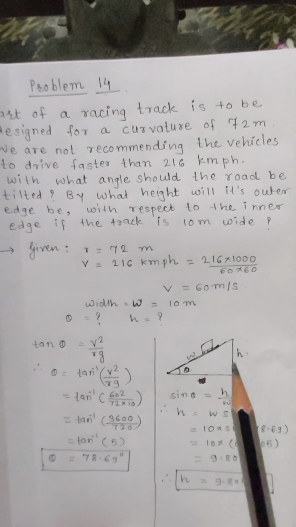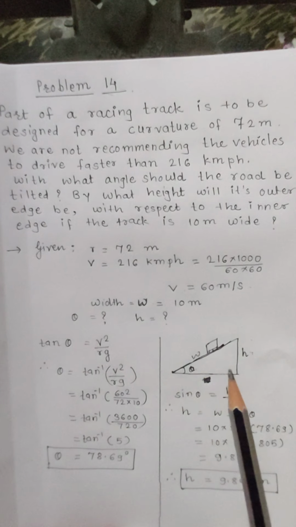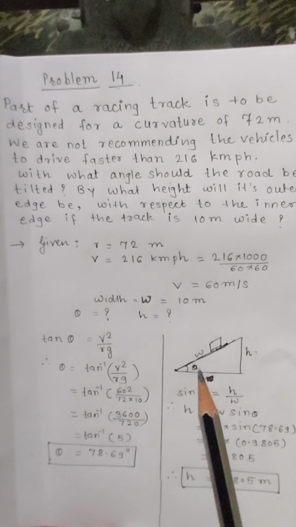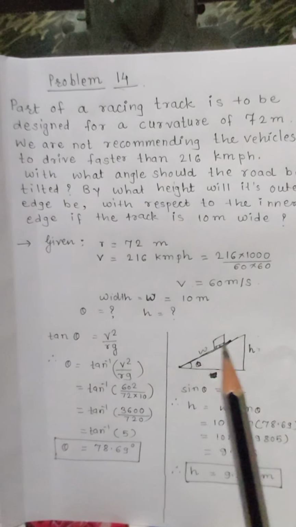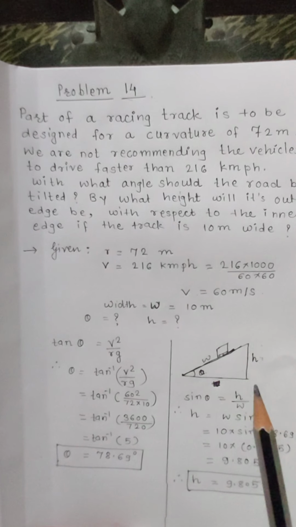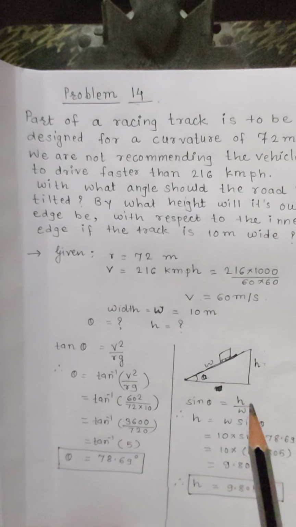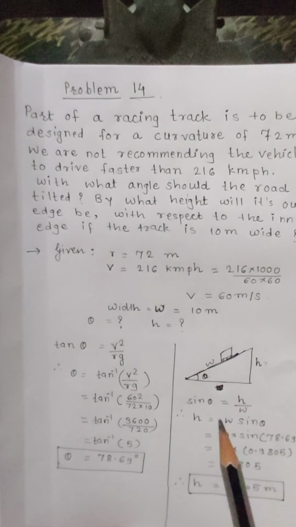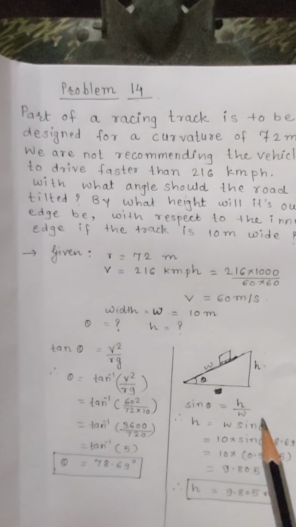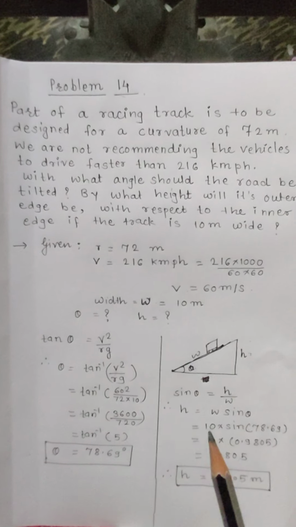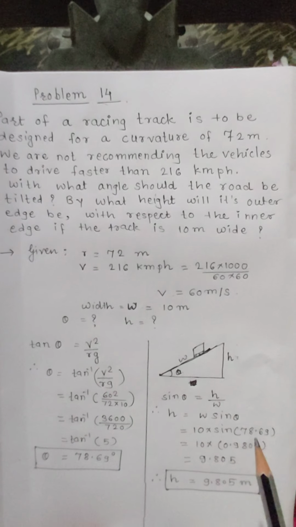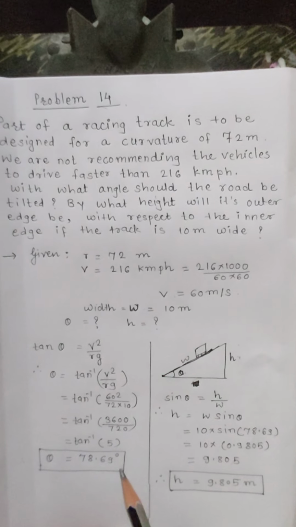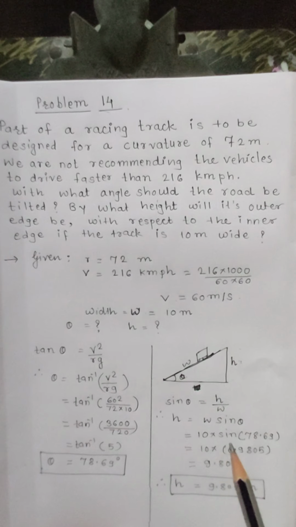Now let us find out the height h. From this figure you will get clear that sin theta is equal to h upon width. Let w be the width. So you will write sin theta is equal to h upon w. Rearrange this, you will get h is equal to w sin theta, where w is the width. Width is given 10, into sin theta. Theta we have found, 78.69, and substitute the value.